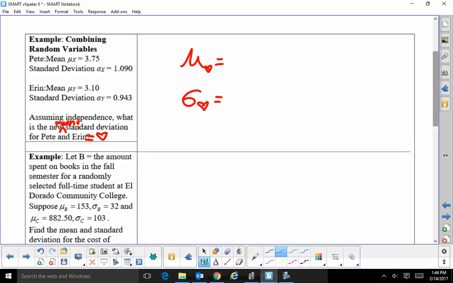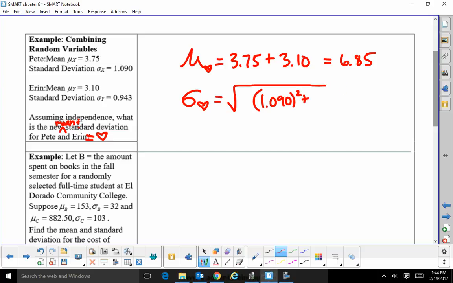What would those equal? Okay, so the averages, all you have to do is add together. That's all. The averages are easy. Just add them together. The standard deviations are where you have to take the square root of this guy squared plus this guy squared. And make sure you can all put it in your calculators. I got 1.44 approximately. So see if you're okay putting that in your calculator.